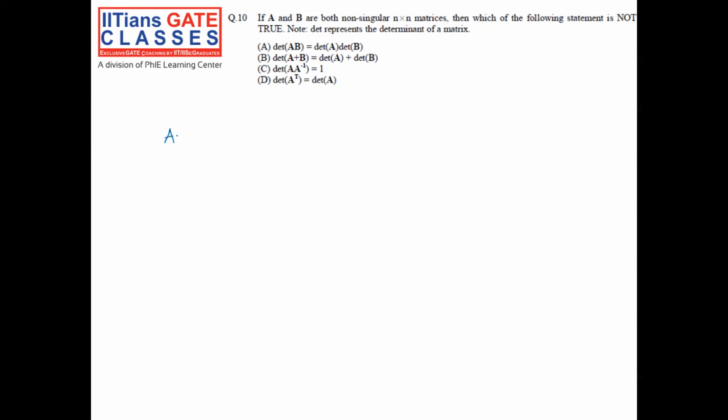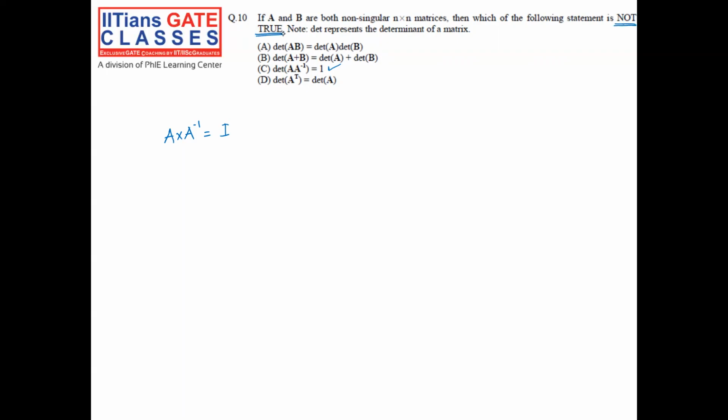If A is multiplied with A inverse, we'll get an identity matrix. Identity matrix means we'll have the number 1 at all the diagonal elements, and if you take a determinant of it, we'll get an answer of 1. Hence option C looks to be correct, so this is true. What they're asking is which is not true.